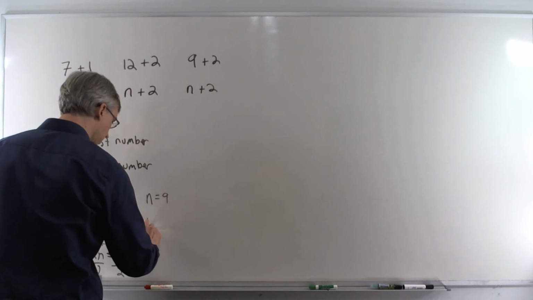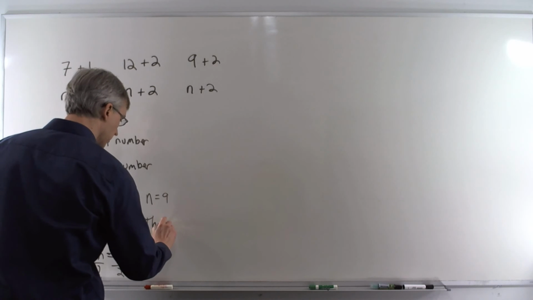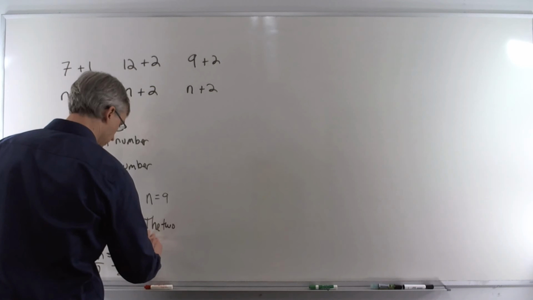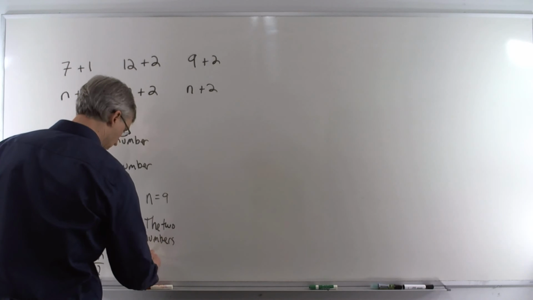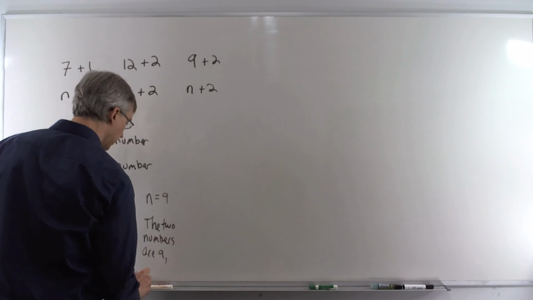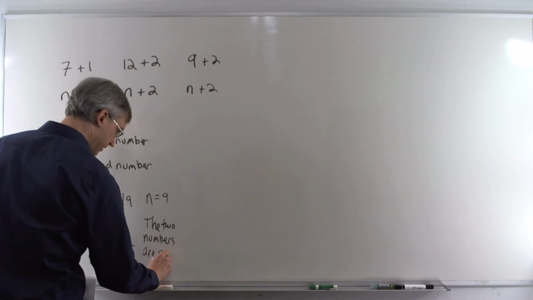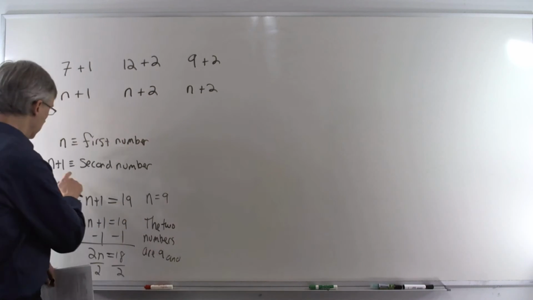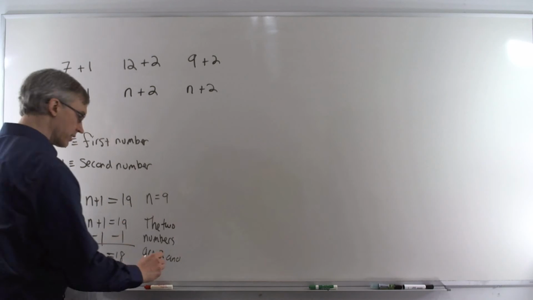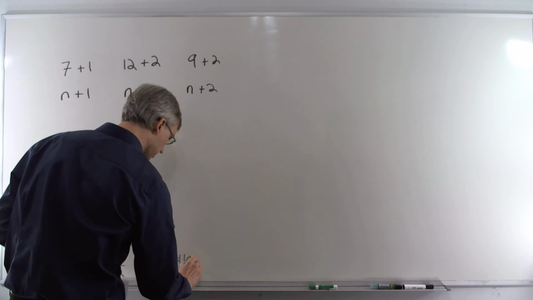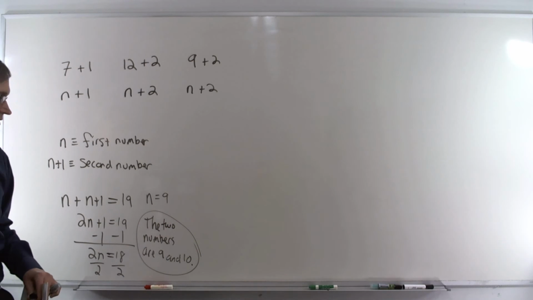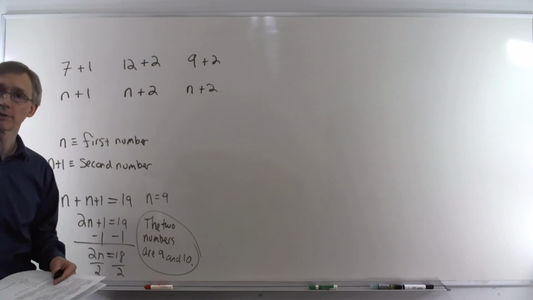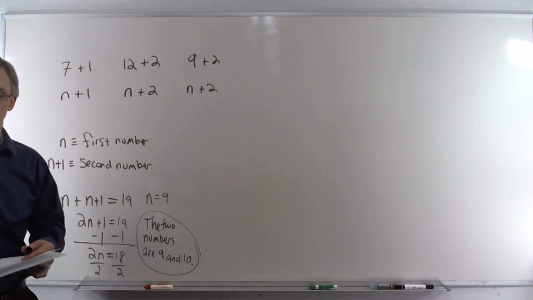So that means the 2 numbers are 9 and n plus 1, or 9 plus 1, which is 10. The 2 numbers are 9 and 10. And just as a check, we're supposed to be able to add them together to equal 19. 9 plus 10 is 19, so that works.